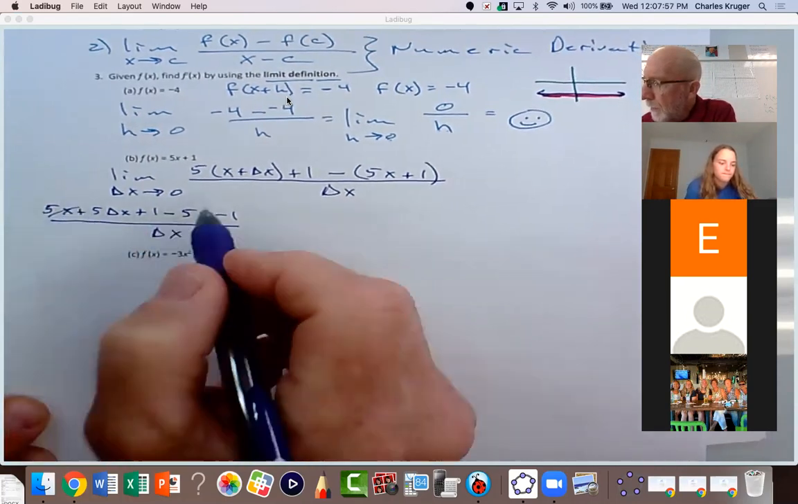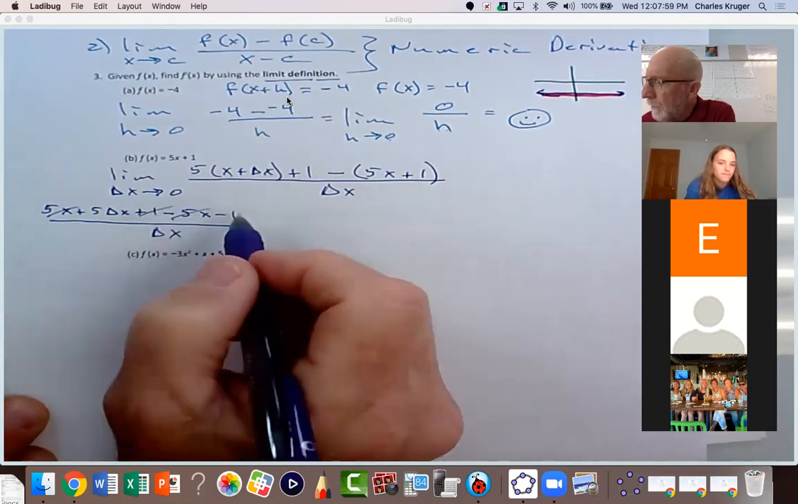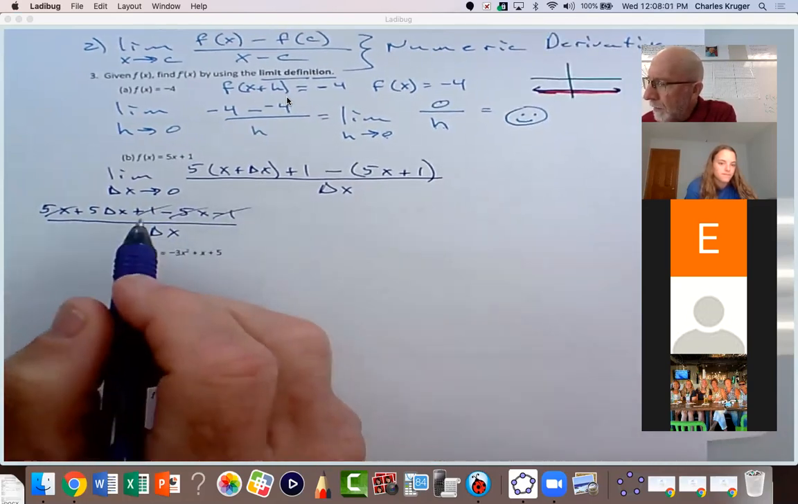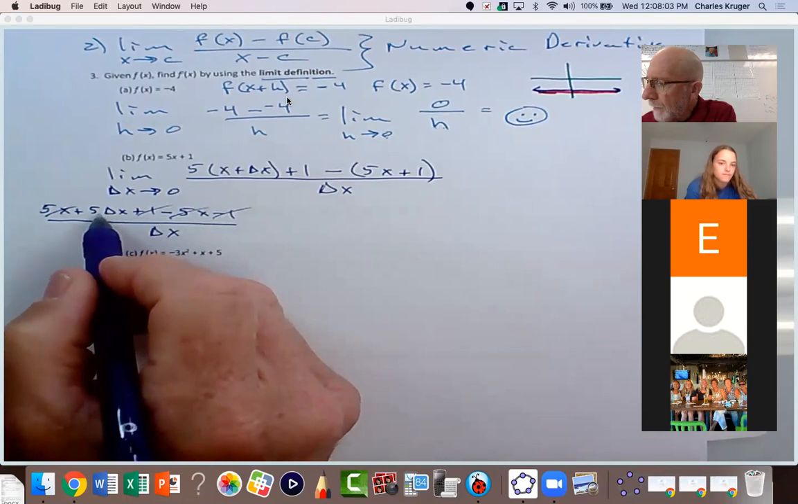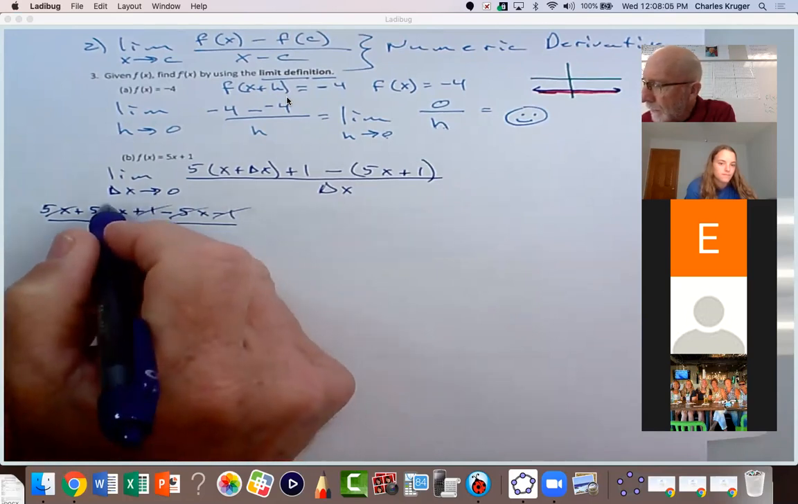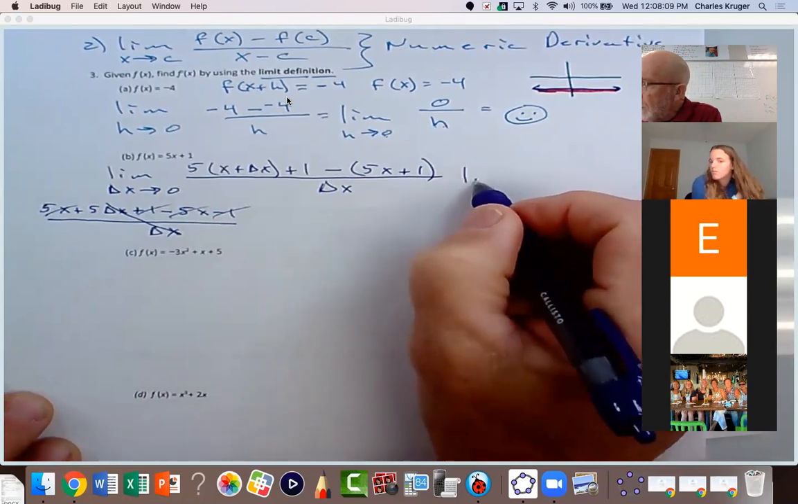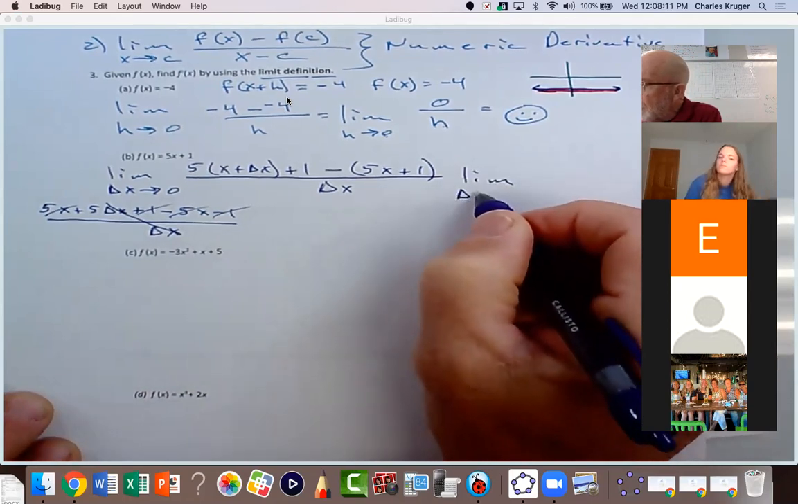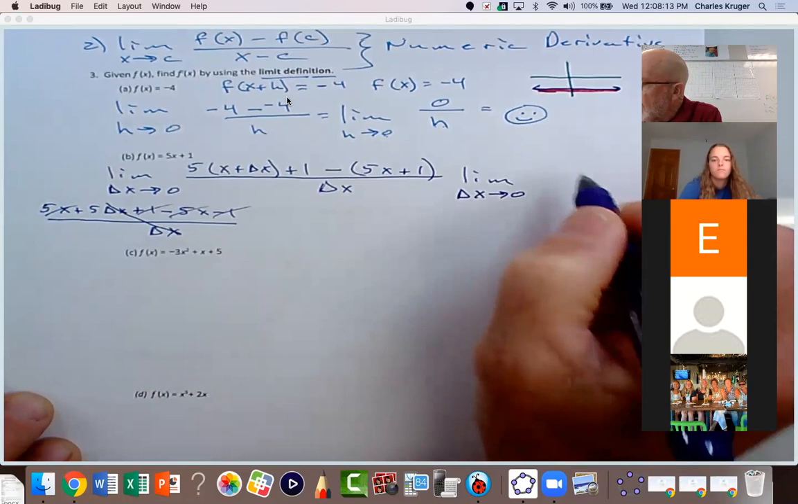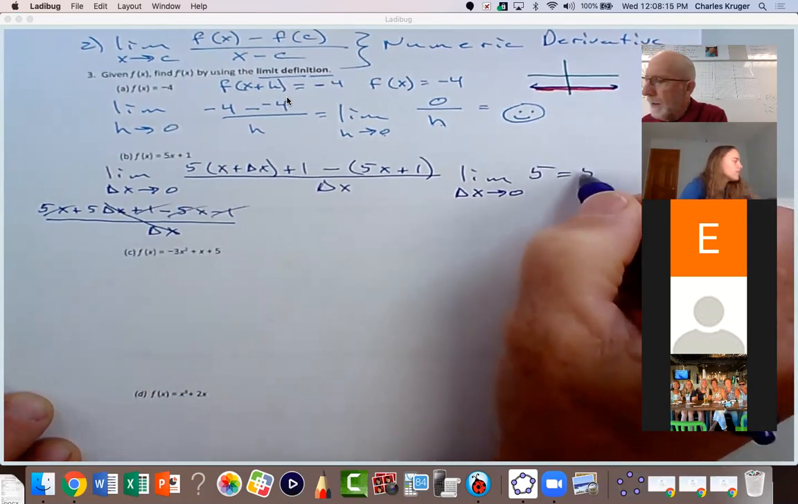Well, 5x minus 5x is 0, 1 minus 1 is 0. So now I'm left with 5 delta x over delta x. I can simplify delta x. And I need to see this limit in your work. As delta x approaches 0, the limit of 5 is 5.